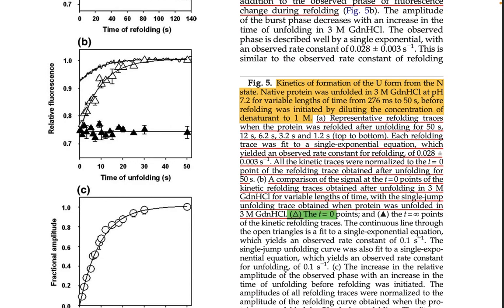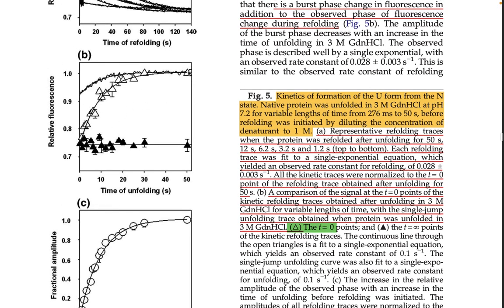So the t equal to 0 points kept on increasing as we increase the time of unfolding, right? This is the time of unfolding, till 50 seconds. So the protein was unfolded, and this triangle is t equal to infinity points of the kinetic refolding traces. Of course, after it's refolded, it will have signal which is close to native.